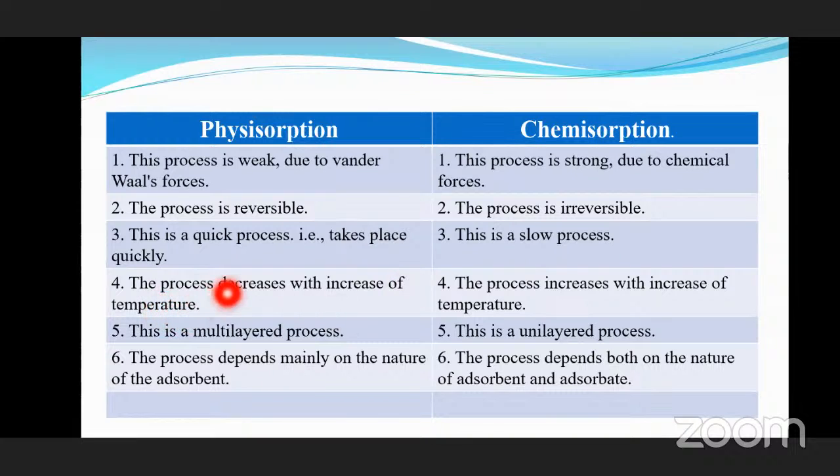Then the fifth point, physisorption is a multi-layered process. Multi means more than one layer is formed in physisorption. Whereas under chemisorption, this is a unilayered process. That means it shows only one layer. By observing the unilayer, we conclude it is chemisorption. By observing the multilayer, it is physisorption.